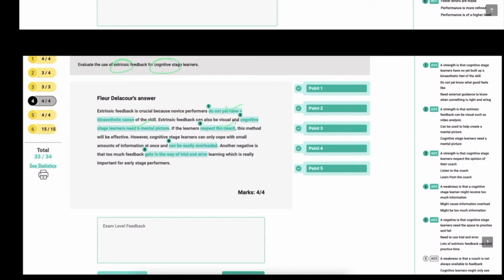Okay, so it depends who the coach is. We're also saying there are negatives because the associative learner can be easily overloaded with too much information. And another negative is that a lot of feedback, or too much feedback, can get in the way of our trial and error learning. Now, we're almost touching on mass practice there, aren't we? The time becomes less efficient because we do less practicing. But notice I'm evaluating. I'm saying why this is good and bad for this. Okay, so there's our evaluation. I think we've got one more to do.